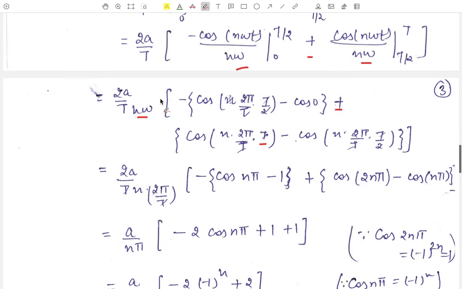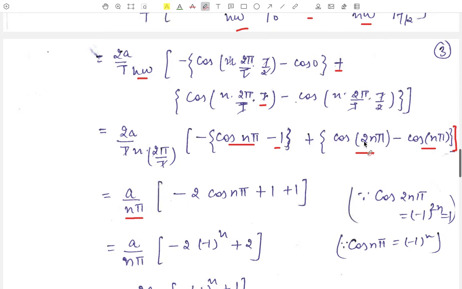Here, upon calculations, this term 2a upon T is as it is, and in place of omega we can put 2 pi by T. This 2 can cancel out this 2 and T cancels out this T, and we get a upon n pi here. Okay, this is a constant term here. Inside the bracket, 2 cancels out 2 and cancels out n, and we get minus, outside, cos of n pi minus cos of 0 is equal to 1. This plus as it is, bracket start, cos of 2n pi minus cos of n pi here. Okay, this bracket closes here.